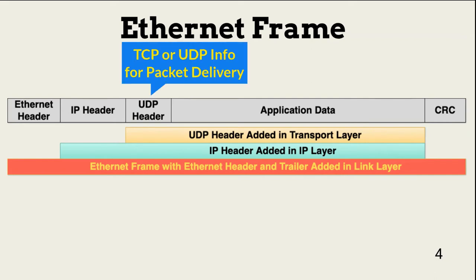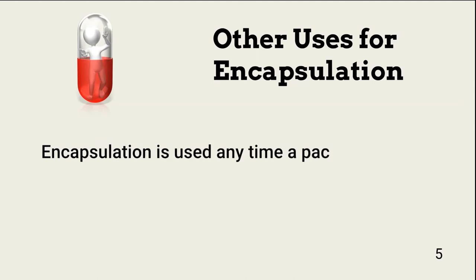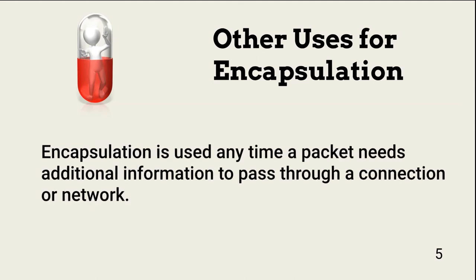In this example, we have a UDP header, but this can also be a TCP header. In either case, this header enables data delivery to the appropriate application. The CRC value is used to verify packet integrity when it arrives at its destination. In general, encapsulation is used whenever a packet of some kind requires additional information to pass over transmission media. Examples of other uses include VLAN and VPN.